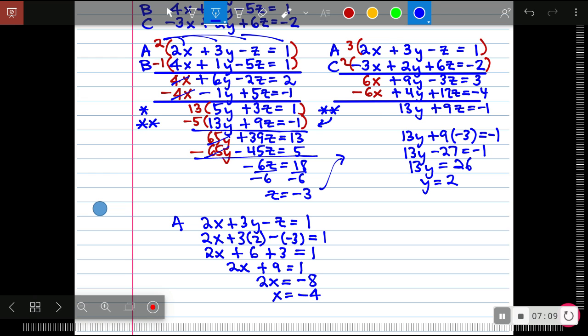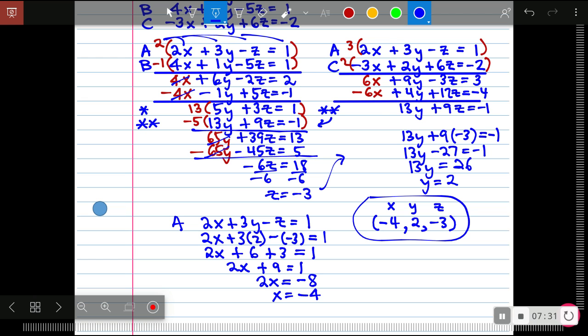Okay, so we have our answers, or we have all 3 of them. So let's go ahead and write them. It's negative 4 for the x, 2 for the y, and z is negative 3. Please notice that's the reverse order we found them in, and we'll circle that.